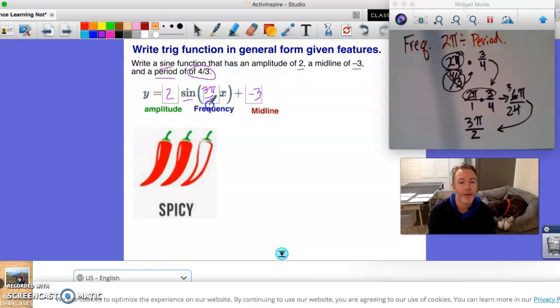This is about as spicy as it gets. A couple of things to be aware of. If you have a reflection, this is going to be negative. We talked about that. That just means the order of our curve is opposite. So instead of sine and cosine starting and moving high, they go low. They just reverse their operations. But otherwise, it's pretty straightforward today. The big goal is to make equations given features.